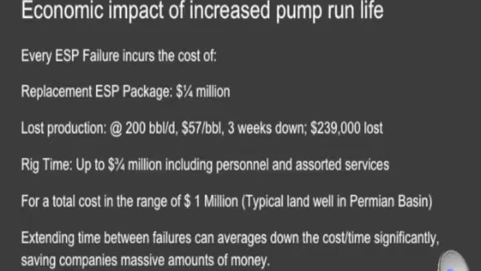In this slide, I have summarized the total costs involved in replacing an ESP. With the ESP package starting at $250,000, rig time approaching $750,000, and lost production and rig hands and consumables, the oil companies are looking at cost in a range of $1 million per failure. When we can extend the lifetime of an ESP, this can average down the total cost of the failures and save oil companies a great deal of money in what is currently a very down oil market.